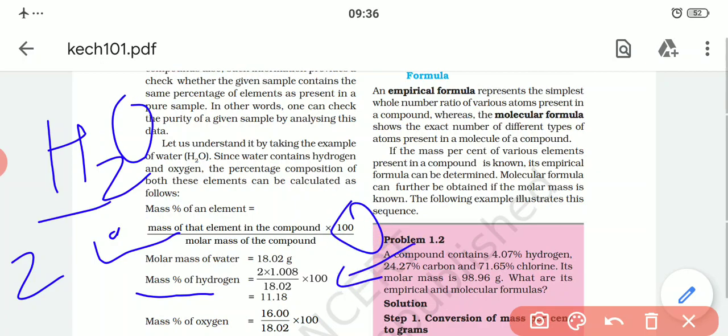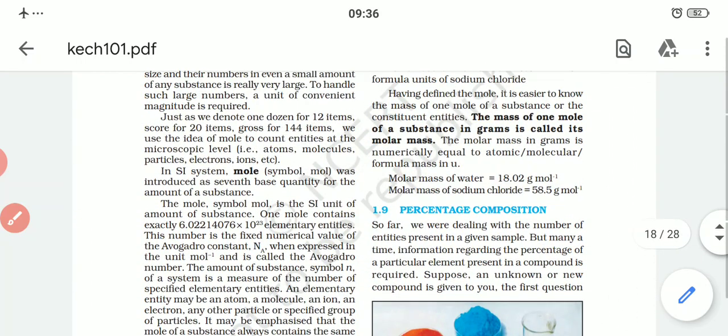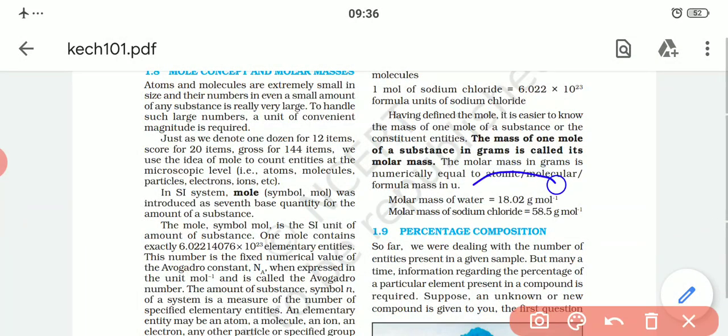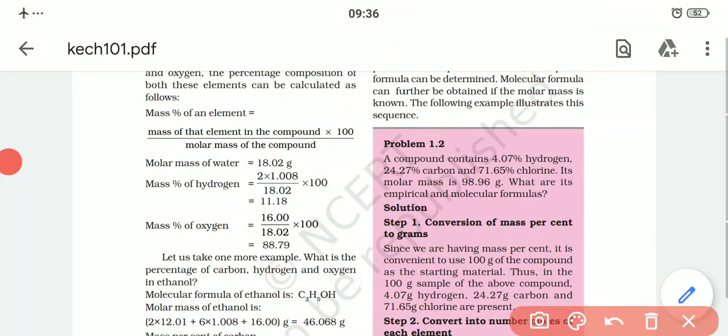What is the molecular mass of that compound? We already know the mass of water is 18.02. Okay, so put this value here, 18.02. We get the percentage of hydrogen in water, that 11.18% hydrogen is present in 18 gram of water. Now what is the mass of oxygen?